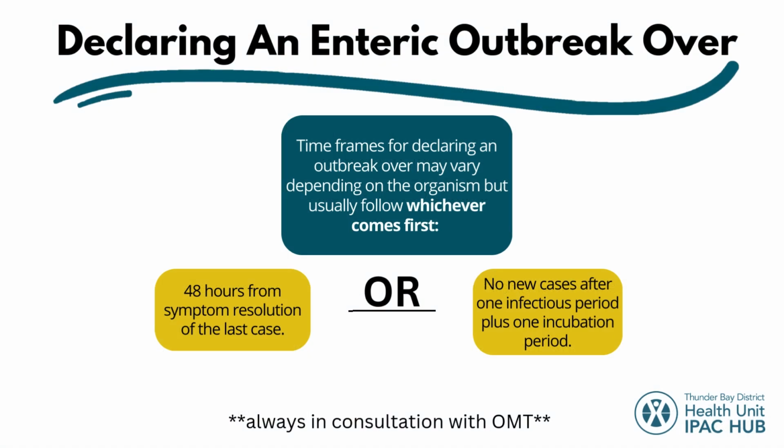There are different criteria for declaring an outbreak over. For confirmed organisms, no new cases in clients or staff that meet the case definition for the time period established, which is based on communicability plus incubation period or based on 2 incubation periods. In general, for enteric illness, it would be no new cases in 5 days from symptom resolution of the last ill client. The actual declaration that an outbreak is over will be made in consultation with the outbreak management team.